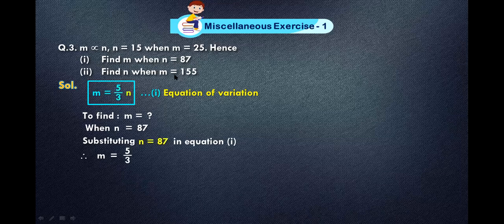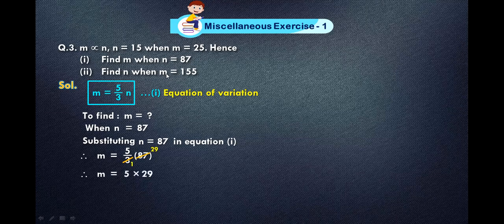n का वैल्यू क्या दिया हुआ है आपको? Correct, 87. So now let us reduce it. 3 1s are 3, 3 2s are 6. Remainder is 2, which is 7. So 3 9s are 27, and 29 into 5 will give you 145. So that is the value of m.